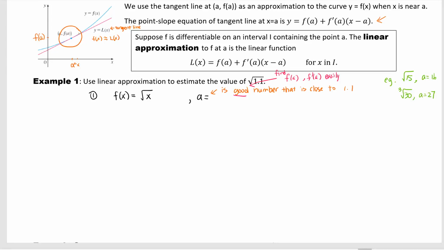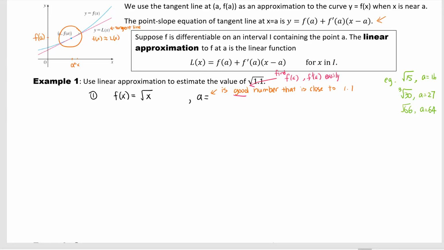So a is some number that is close to our target point, such that we know f of a and f prime of a easily. Here, even though 27 is not as close to 30 as 29 or 28 or 31, we only know cube roots of 27 without a calculator. So the good number is 27. How about square root of 66? Well, that is 64, because you know the square root of 64 is 8. So 64 is a good number.